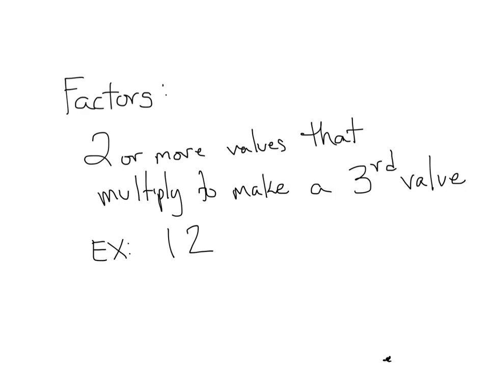Factors. Let's remind ourselves what factors are. A factor are two or more values that multiply to make a third value. For example, if we were to look for the factors of 12, we would think about all the different combinations of numbers that would multiply to make 12. So 12 is equal to 1 times 12, 2 times 6, and 3 times 4. So those 6 values are all factors of 12.